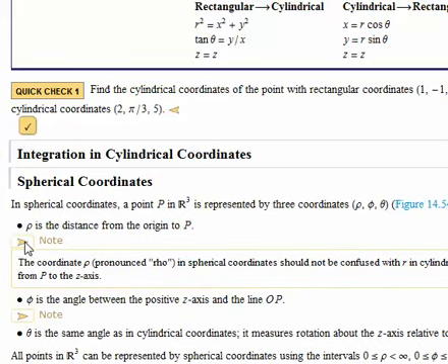Okay, so this coordinate rho should not be confused with r in cylindrical. Why is that? R is the distance to the z-axis. Rho is the distance from the origin.